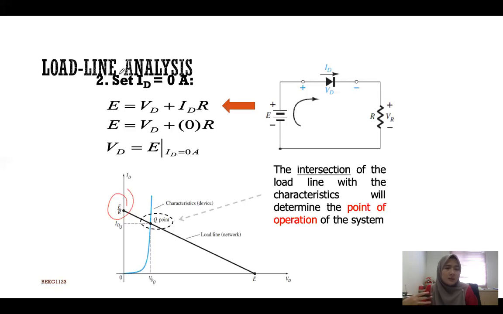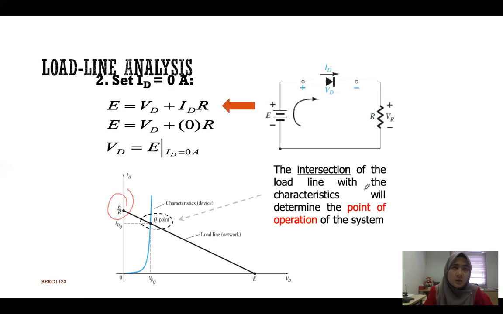How do we get this? The intersections. When ID is equal to 0, VD is equal to E. When VD is equal to 0, ID is equal to E over R. So the intersection of the load line with the characteristic will determine the point of operation.